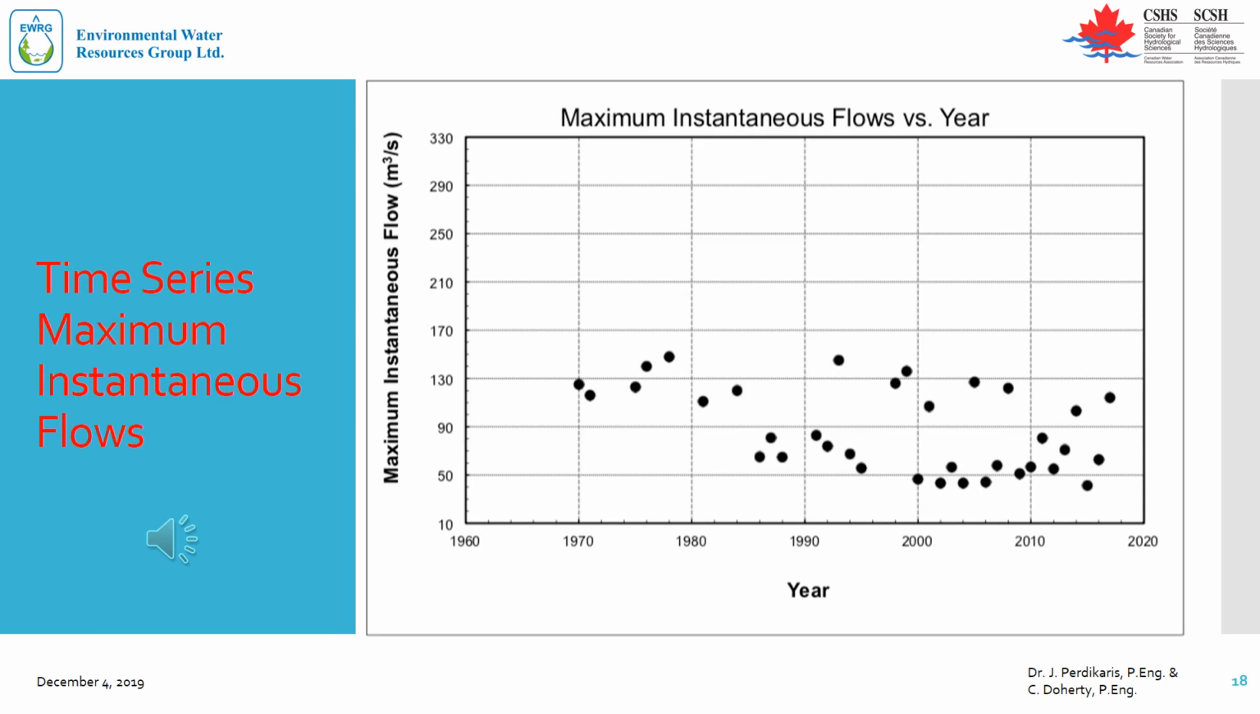In this example here, we see a time series plot of maximum instantaneous flows. A time series plot offers certain advantages as a means of visual representation. First, any trends in the data can easily be detected. And second, any high or low outliers within the data sample set can easily be identified.